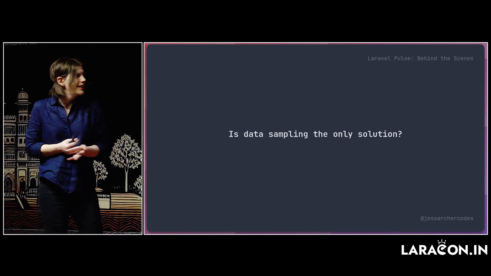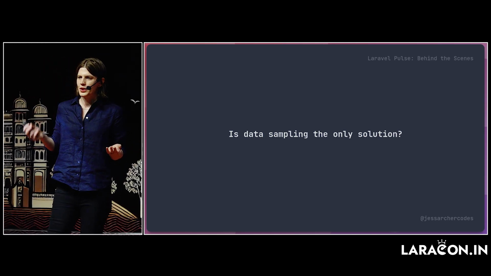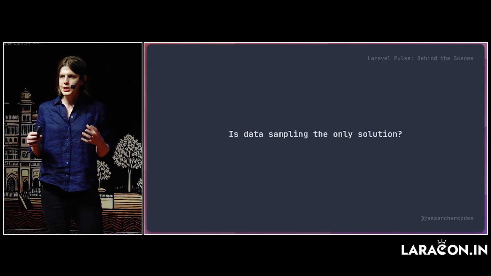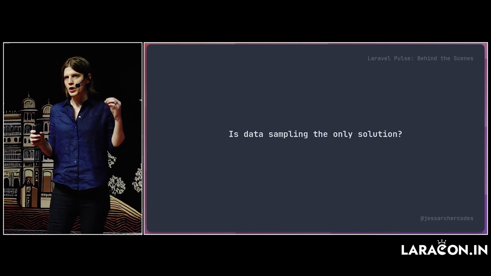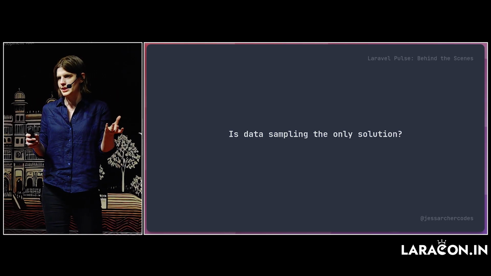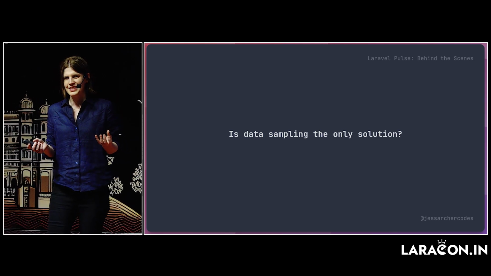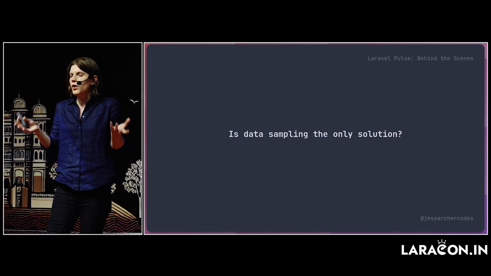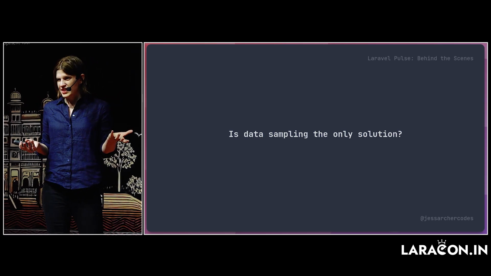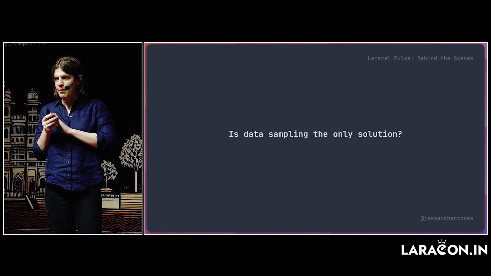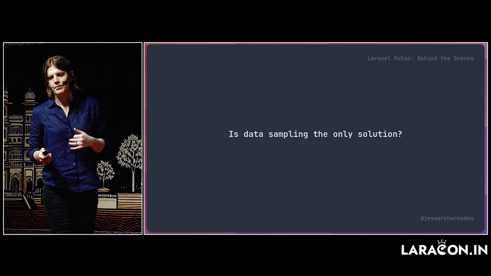So then we started to wonder, is data sampling the only solution? We always had this in our back pocket that if Pulse was too slow on large apps, we could allow people to sample just some of the data, so maybe 10% of requests or 1% of requests, depending on how large your application is. But we didn't like that this was going to have to be maybe the default thing you'd have to use on something the size of Laravel Forge. We wanted for at least that size of application to be able to work at 100% sample rate.